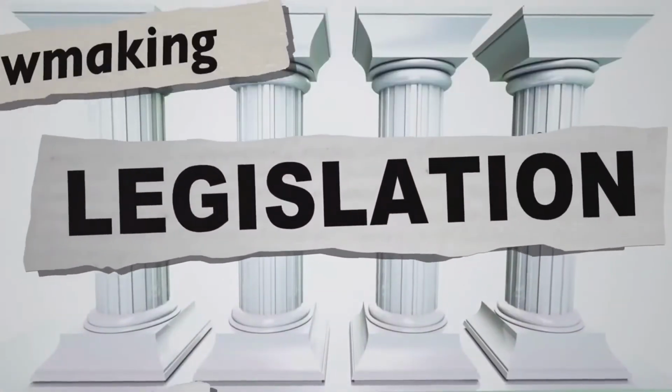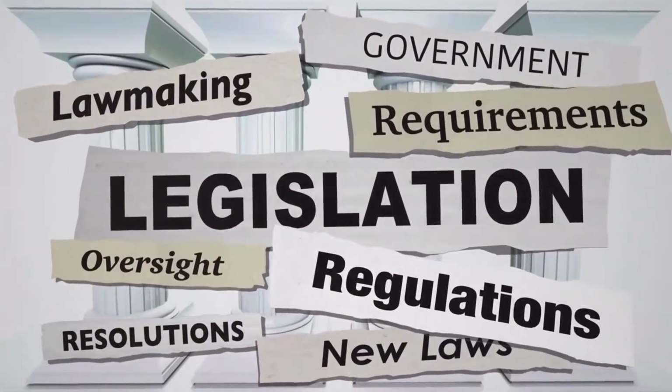Kovind was a legal professional before becoming president and served as the governor of Bihar. During his tenure, he gave assent to several significant laws across various states.